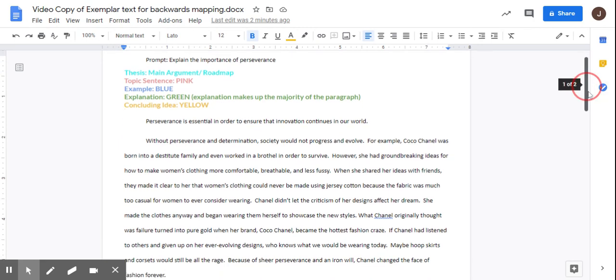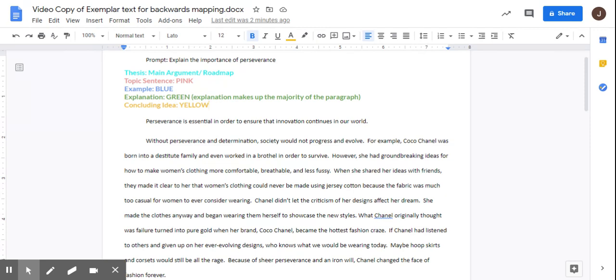So we are going to keep that in mind as we look at this first part of this sample essay. I put our little color key up here. I know for some of you, you're very visual and it helps to see each part of it broken down, and it also helps me know that you're understanding it. So we have our thesis in aqua, our topic sentence in pink, our example in blue, our explanation in green, and then our concluding idea in yellow.